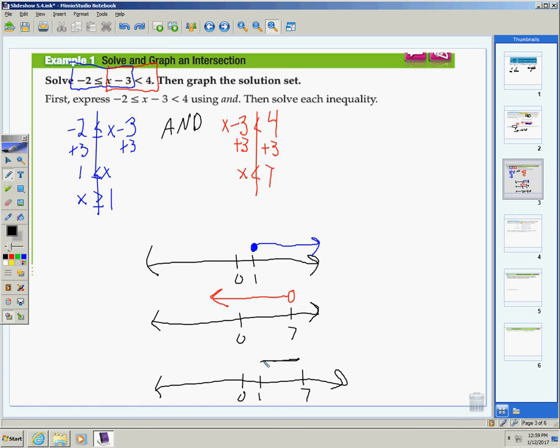Well, at 1 I had a closed circle and a line, so I'm going to put a closed circle there. At 7 I had a closed circle and an open circle, so it's not on both graphs because the open circle means it's not there, which means I have to have an open circle there as well. And this is actually technically what your answer is, this graph. It goes from 1 up until 7, but 7 is not included. So what are some possible answers? Well, x could be 2, x could be 5, x could be 1, but x could not be 7. It can be anything from 1 up till 7, but not including 7.